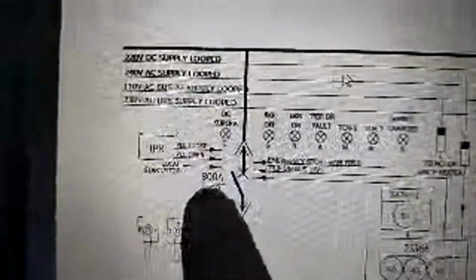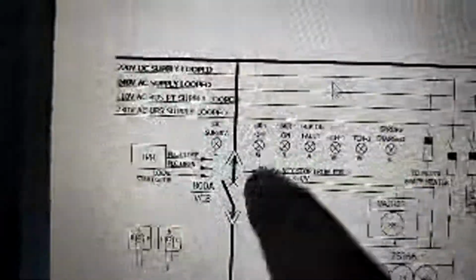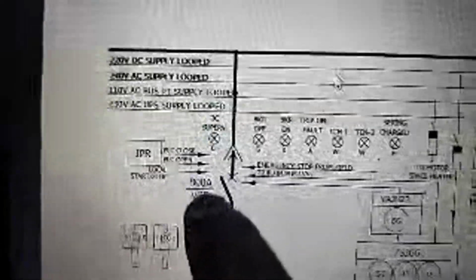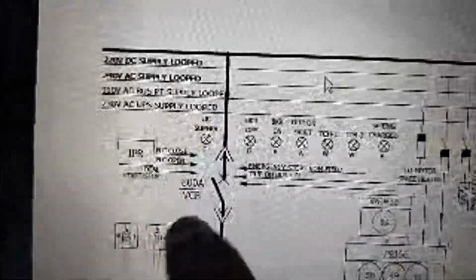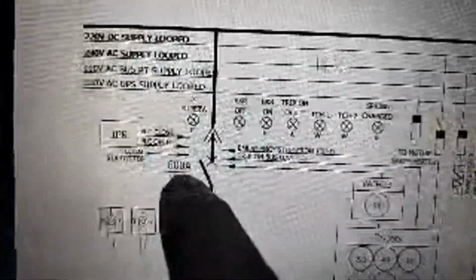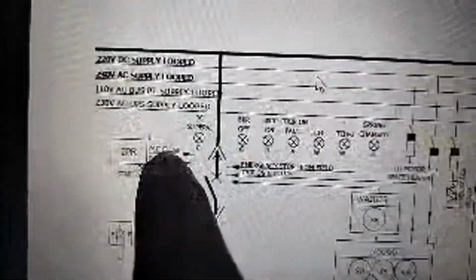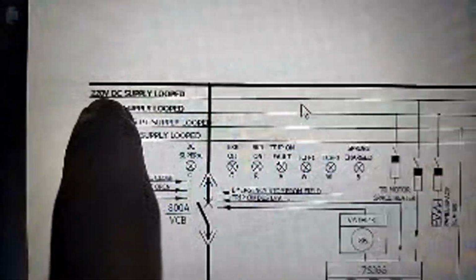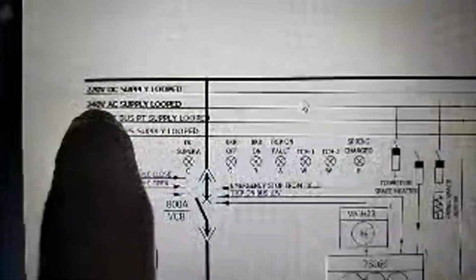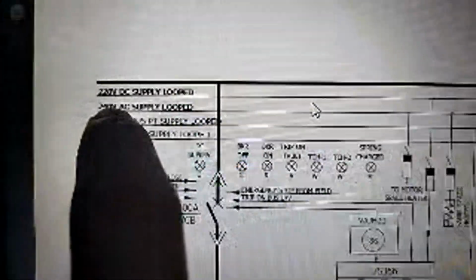So let's see over here. This is the breaker, an 800 ampere vacuum circuit breaker, and this is the interposing relay. When there is a close or open command from the PLC, the interposing relay will activate, and from the interposing relay the output will be given to the breaker coil, which may be 220-volt AC or 240-volt AC.